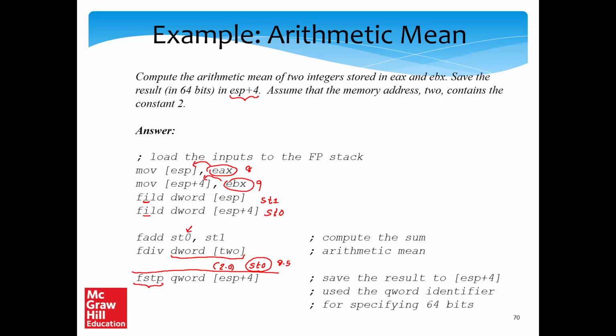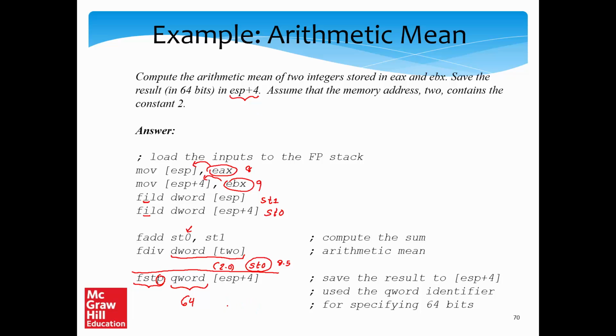And to just clean up the stack, I'm using FSTP, but it's technically not required. So FST would have been just fine. And then the important point to note is that the QWORD identifier is being used. The QWORD identifier basically means quad word or 64 bits. So we are saving the result as a 64-bit quantity, and this is being stored at the memory location ESP plus 4.